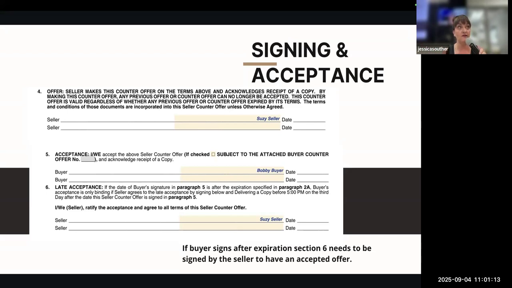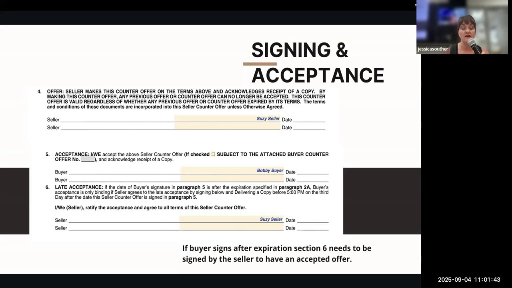If it is within that 3-day period, or if you've changed the date and time for expiration, let's say they had 24 hours, if it's within that time period, it is an accepted offer at that point. If the buyer gets it back to you after that period has expired, the seller then has to sign on section 6, the late acceptance, stating, yes, we still do accept this offer.